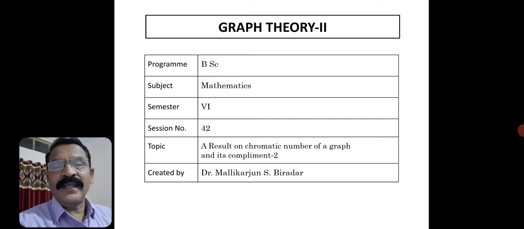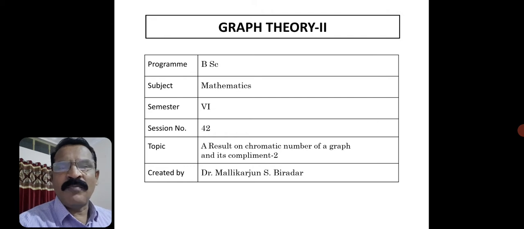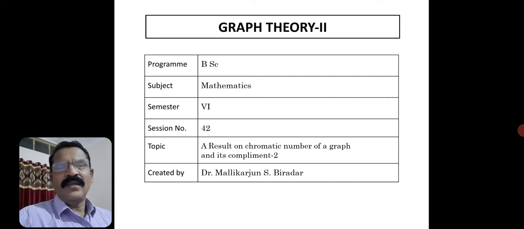Already in the previous class, of course, the result is based on the graph and its complement. In the previous class also we recapitulated what is the complement of a graph. So let me recall once again what is the complement of a graph. Suppose G is a graph with vertex set V, or you can say V of G.